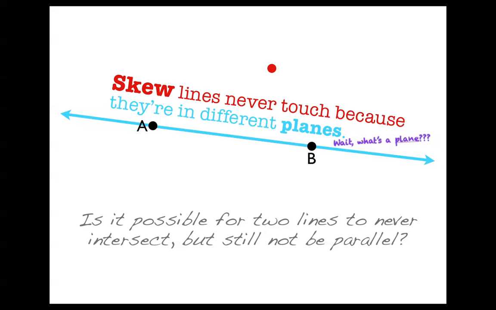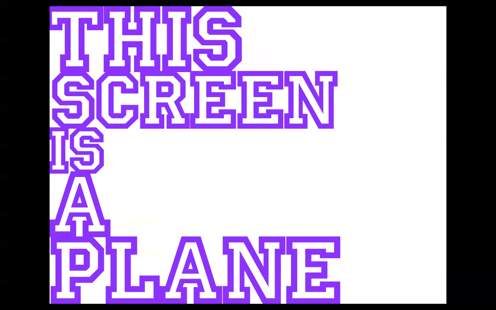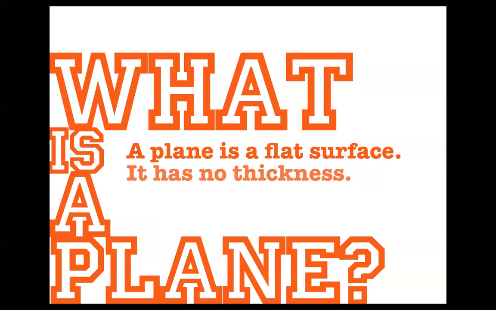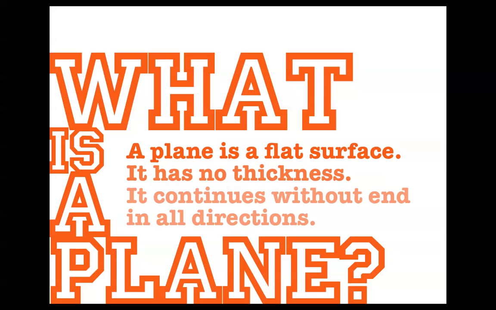Wait, what's a plane? This screen that you're watching this video on is a plane. Let me say that again. This screen is a plane. But that doesn't really answer the question. What is a plane? A plane is a flat surface. It has no thickness, and it continues without end in all directions. Write those things down if you didn't already know that.